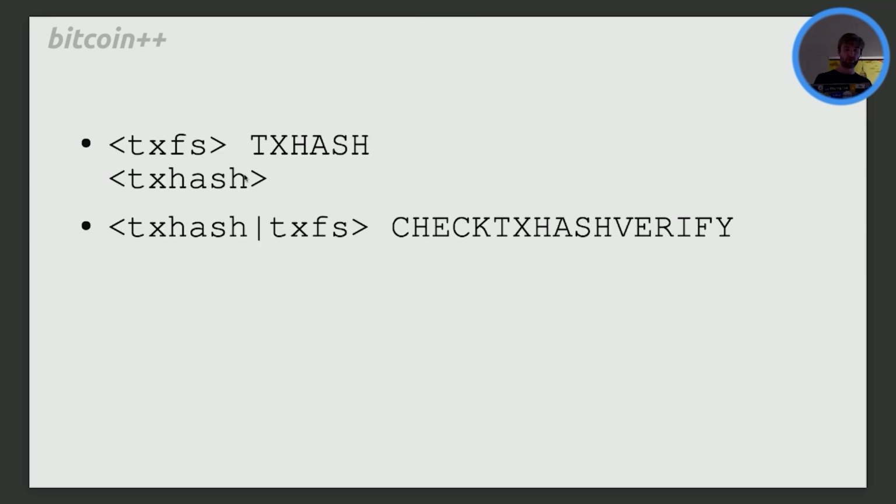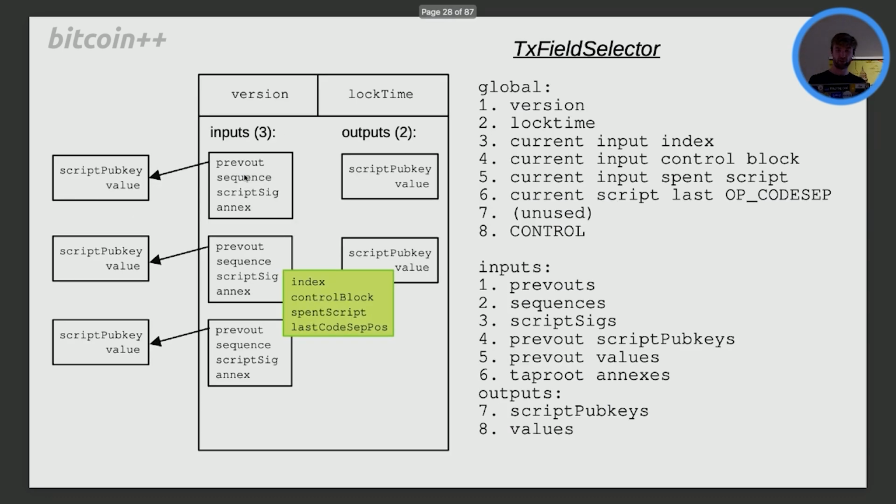Yeah, so this is how it works, right? You pass the field selector to TXHASH and you get the hash, or you pass the hash plus the field selector into this, and it says yes or no. So okay, how does the field selector work? This is a diagram that I made of everything about a transaction that could possibly be interesting, and the bits that commit to them. I'm going over them one by one, right? So we have 16 bits that we want to get everything into.